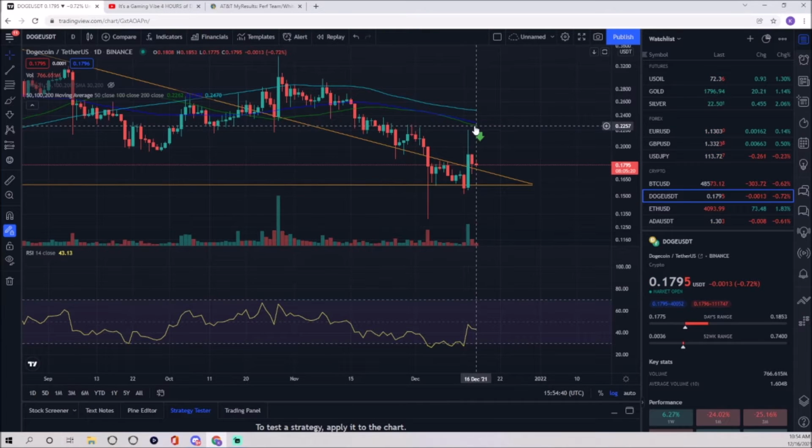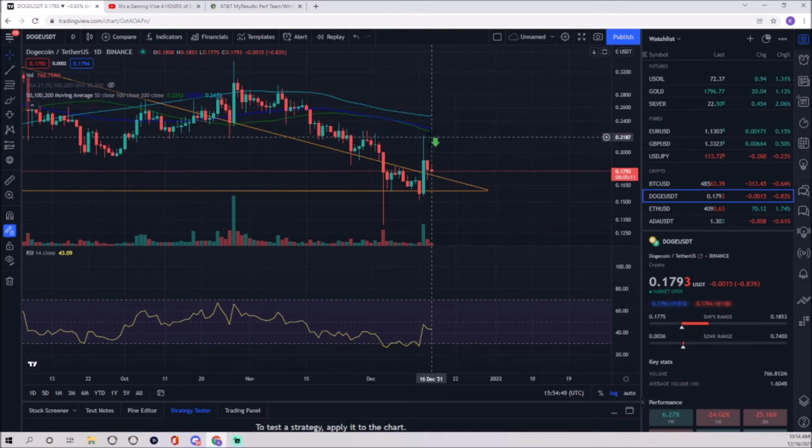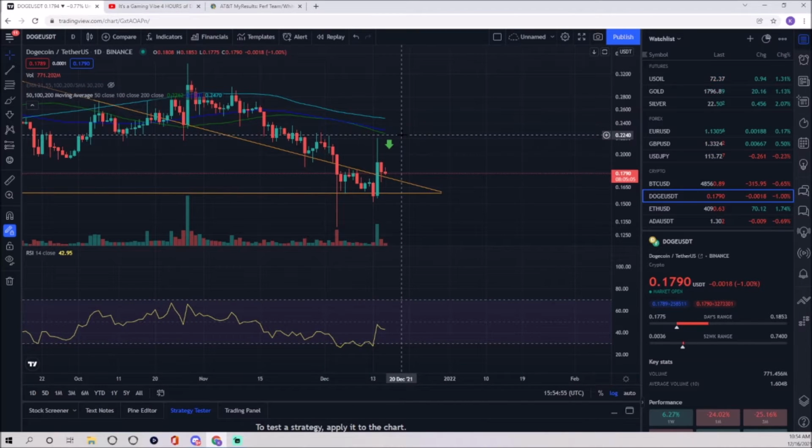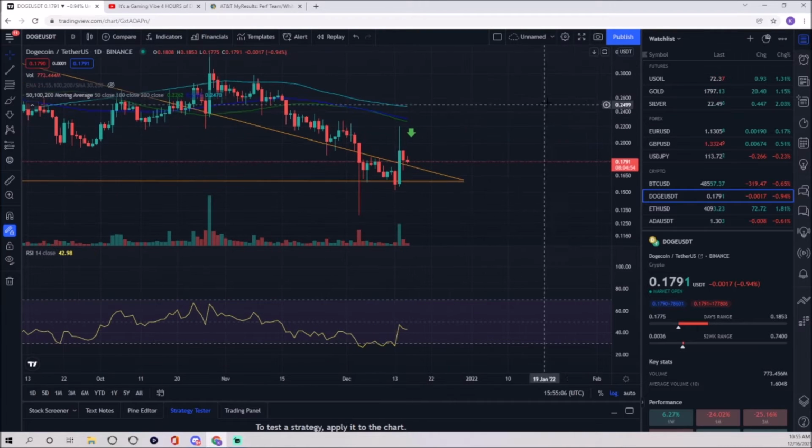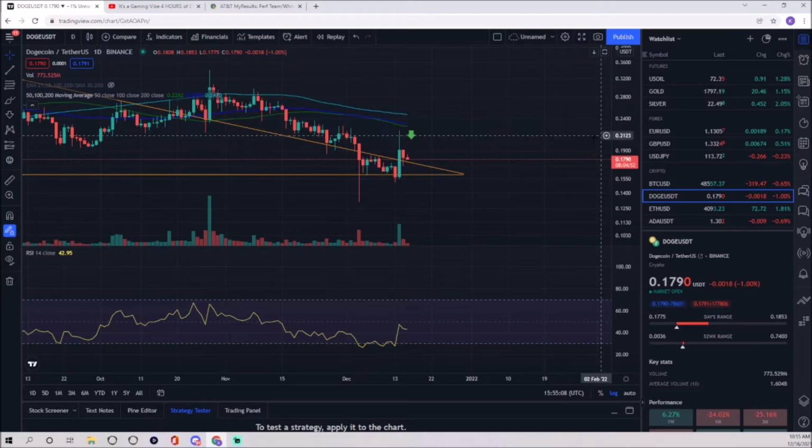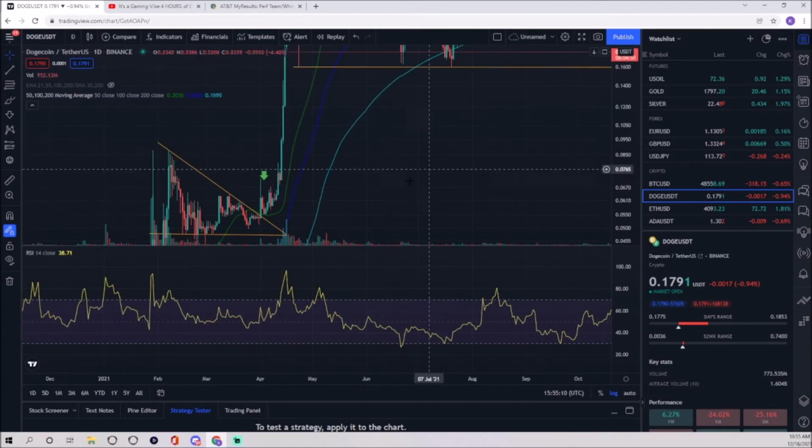In between 22 and 25 cents is going to be the biggest area of resistance for Dogecoin. If Dogecoin can get back above these moving averages, this is what's going to happen. Not only are we going to have new support, but the 50 is going to cross over the 100 and the 200 day, and we're going to have a golden cross. Right? What is a golden cross? I'll go back and show you.